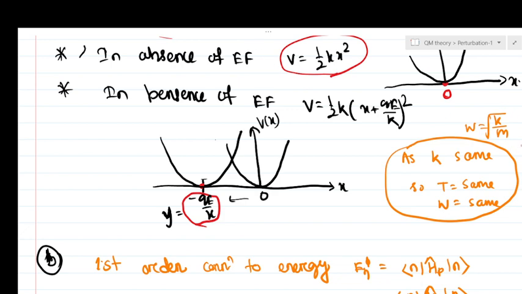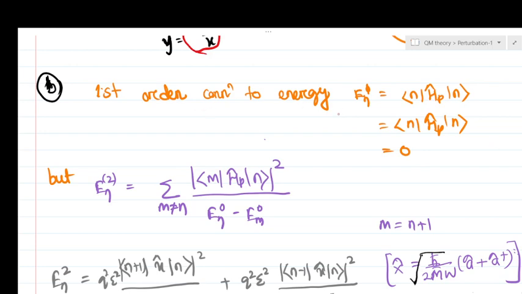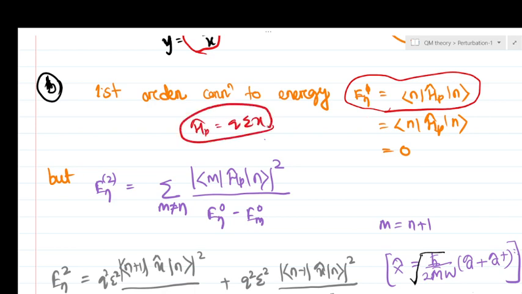If we try to find out the energy correction by using this, the first order correction to energy En1 is equal to the inner product between the same states of the perturbed Hamiltonian. Here the perturbed Hamiltonian is qEx. So the inner product of x in the same state gives 0. Okay, so the first order correction is 0, but there is also another correction, that is second order.